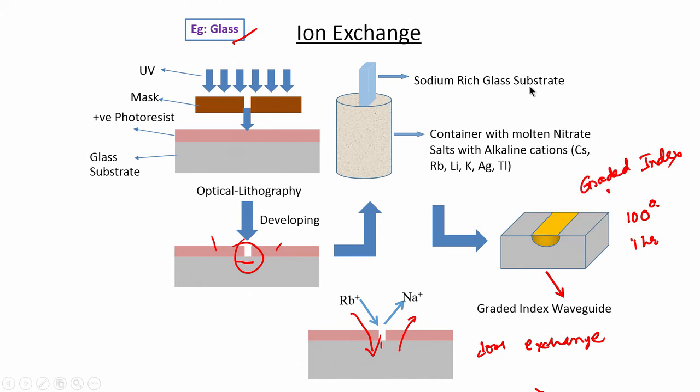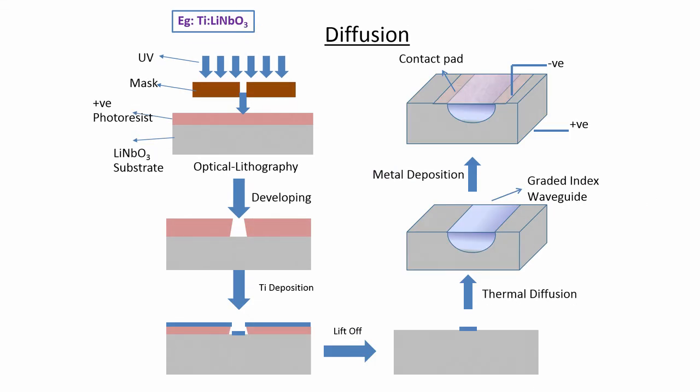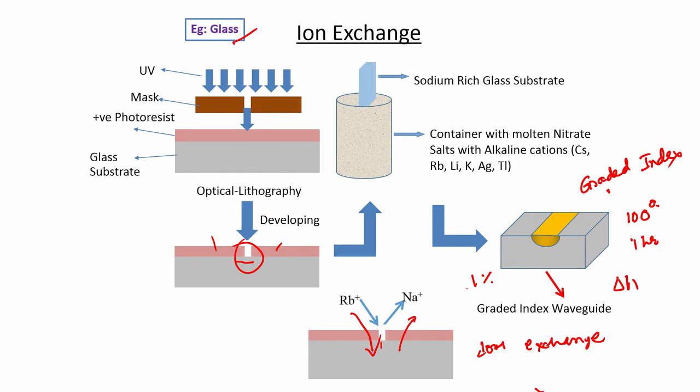Concentrations necessary are of the order of a few percent, and the refractive index difference, the refractive index contrast that we can obtain depends on the concentration of the silver that we diffuse. A concentration of 1% can typically lead to about a few percent change in the refractive index. That is the order of magnitude that is possible with the ion exchange process in glass.